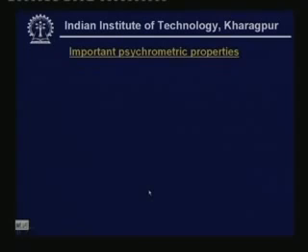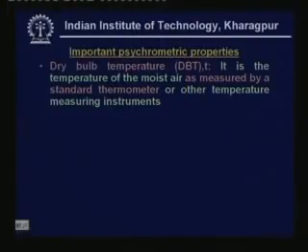Now, let us look at important psychrometric properties. What I shall do is define the psychrometric properties and give equations for them, and these equations are derived based on the assumptions made earlier, that means based on the perfect gas model. The first and most important property is the dry bulb temperature, in short DBT, denoted by small t. It is the temperature of the moist air as measured by a standard thermometer or other temperature measuring instruments.